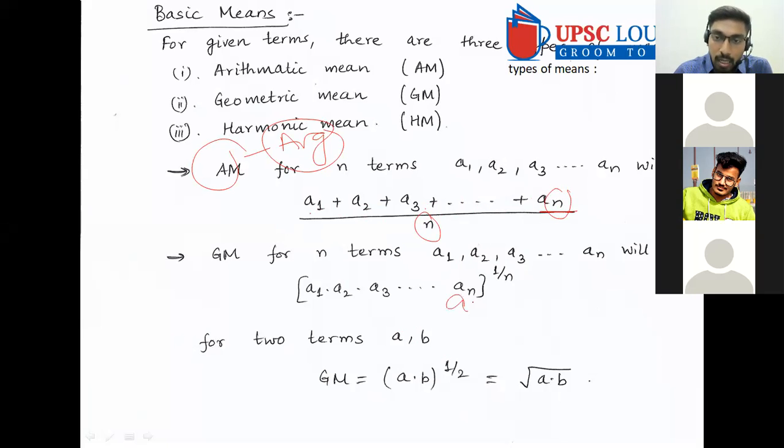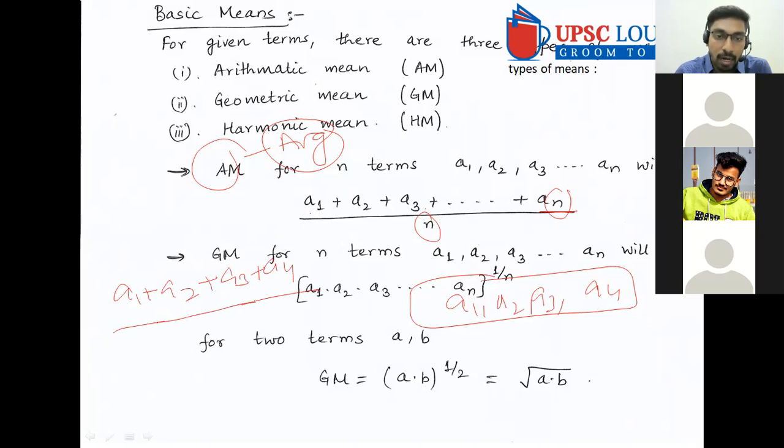Suppose, sir, A1, A2, A3, A4, only 4 terms are there. So what will you do? A1 plus A2 plus A3 plus A4, and you divide the total by 4. The total number of terms will be 4.